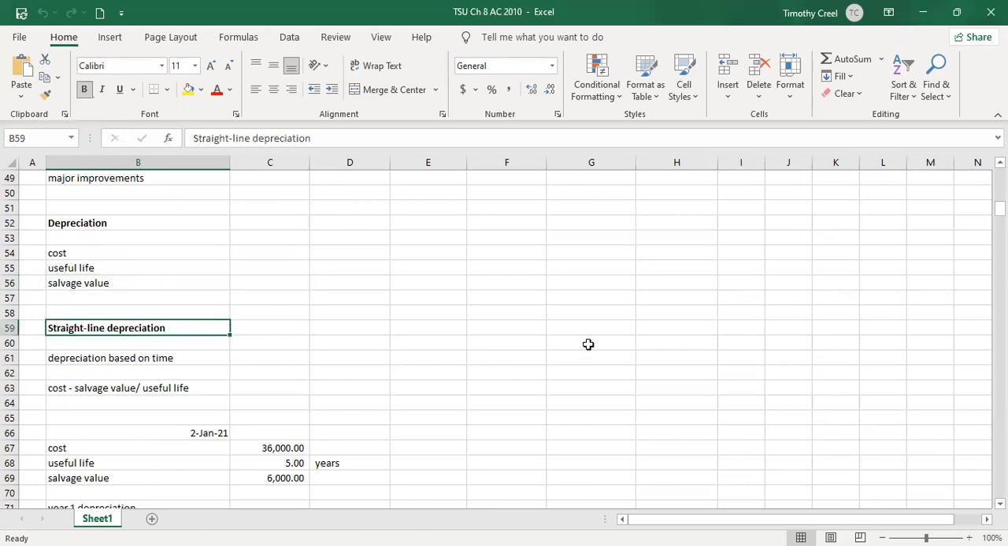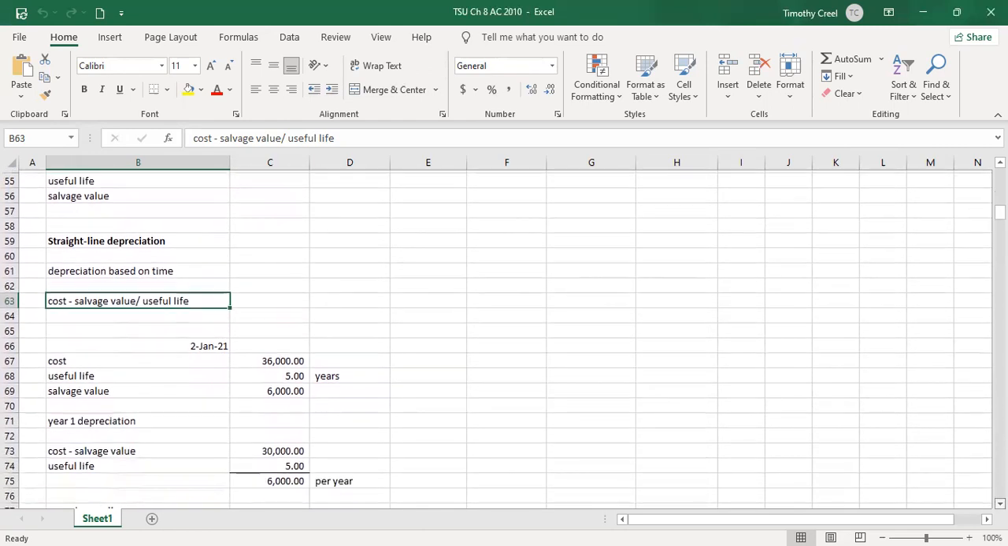So the one method of depreciation looked at earlier in the course was straight line depreciation with the adjusting entries. Straight line would be depreciation based on time. So even if you didn't use an asset, you would still depreciate it because straight line depreciation is only based on time. So in this example here, we would take our cost minus our salvage value and divide it by the useful life.